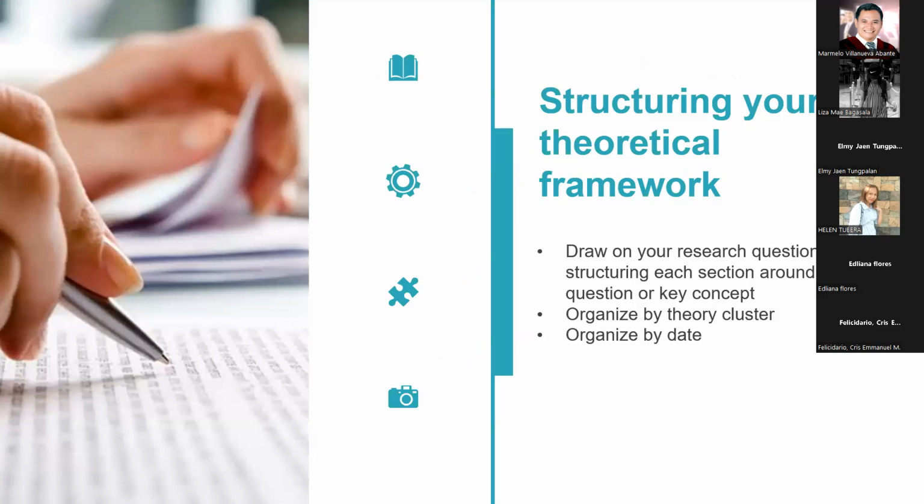Next is structuring your theoretical framework. A theoretical framework can sometimes be integrated into a literature review chapter, but it can also be included as its own chapter or section in our dissertation or research. The most important thing is to create a clear and logical structure. So, here's three ways to do this.